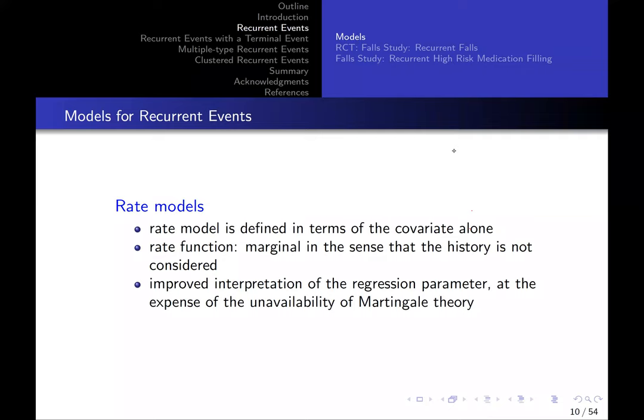On the other hand, I wanted to point out that the rate models are defined only in terms of covariates alone. No history is needed. You just throw in the covariates, and the rate function is more marginal in the sense that the history is not considered at all. So it's much more interpretable. It has improved interpretation of the regression parameter, but it comes at the expense of not having a martingale theory. The justification is based on empirical process theory. But it's a trade-off, right? Rate models are very straightforward to interpret. Instead of hazard, you are talking in terms of rate, and it's directly modelable.